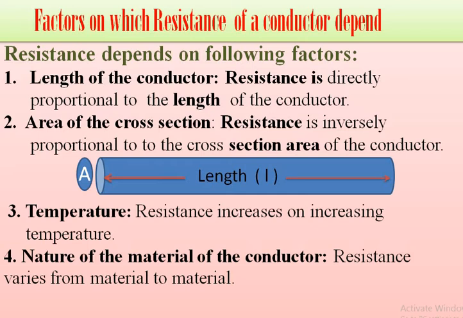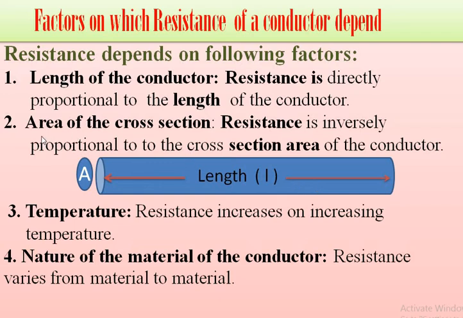Next topic is, what are the factors on which the resistance of a conductor depends? So, there are 4 factors on which resistance of a conductor depends. Number 1, length of the conductor. Resistance is directly proportional to the length of the conductor. It means when we increase the length of any conductor, the resistance also increases in the same ratio. Means if we double the length, resistance will also get doubled.